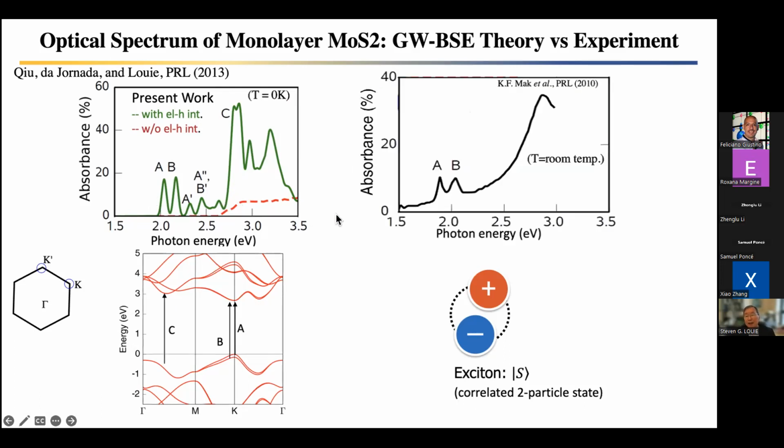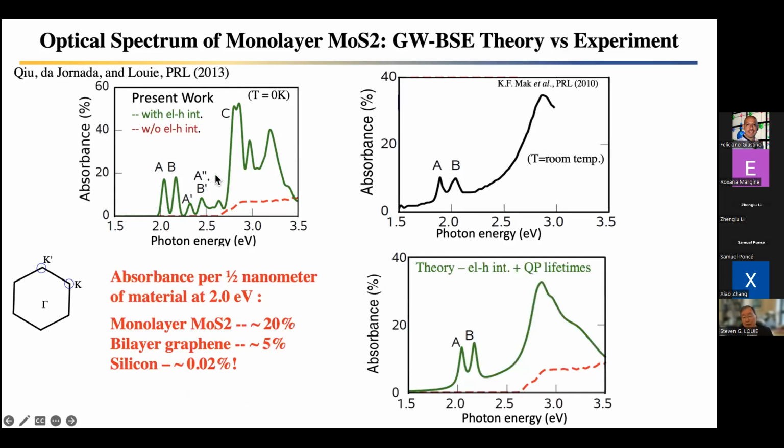And how's that compared to experiment? This is the experimental absorbance done by Mak et al. at Columbia at the time. And you see that they do see very strong excitonic peaks and very large absorbance at higher frequency, corresponding to the formation of excitonic states. And in this calculation, we neglected the electron-phonon interaction. But if you include that, then you get this green curve here, which is even in better agreement with experiment.